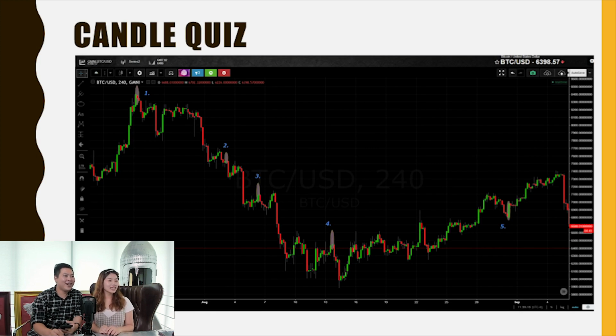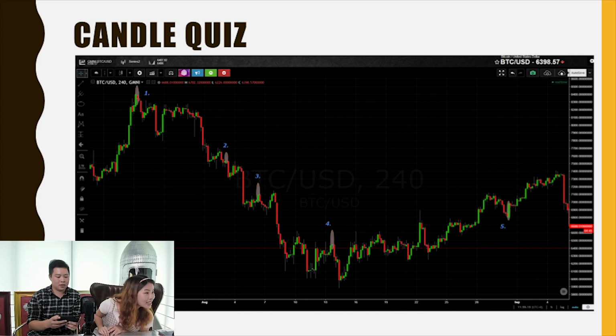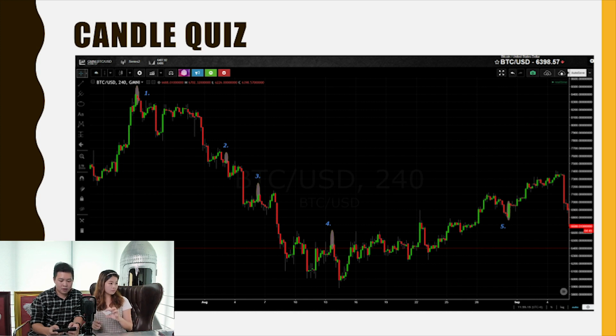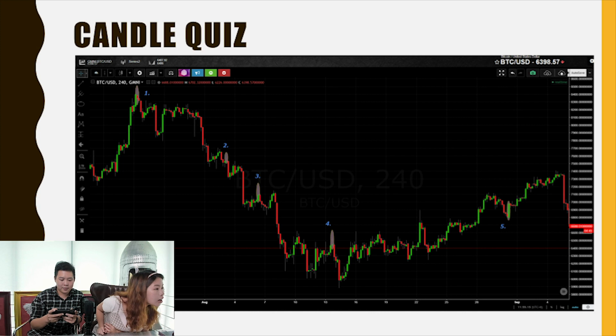Okay, let's do this. Number 1. I can't really see it, so can you describe it? Is it the green one or the red one? It's the red one. It has a mid-sized body, and the wicks are almost the same length. So I guess it's a spinning top.